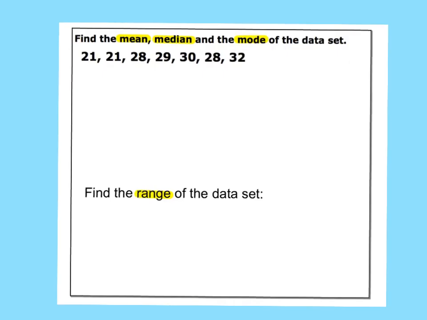All right, we're going to find the mean, median, and mode for this set of data. So the first thing, to find the mean, we have to add all the values. So I've already added those together. All 7 of these values equal 189. Then I'm going to divide by the number of values, 7. And so the mean, the average for this set, is 27.